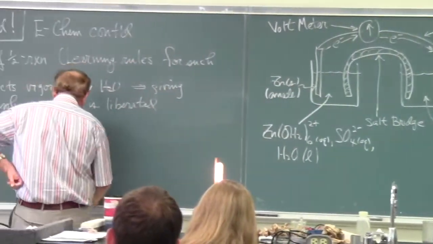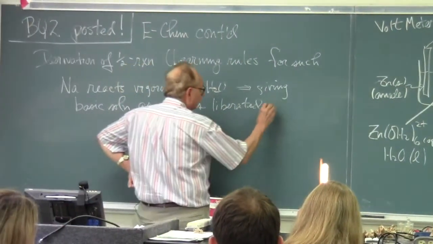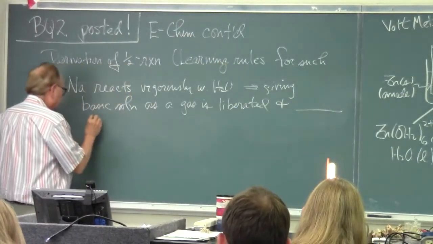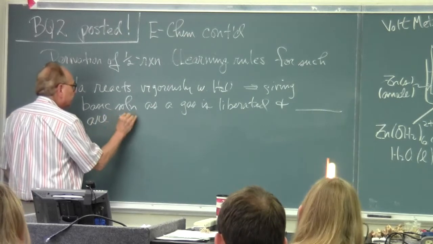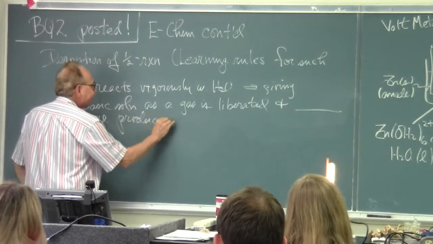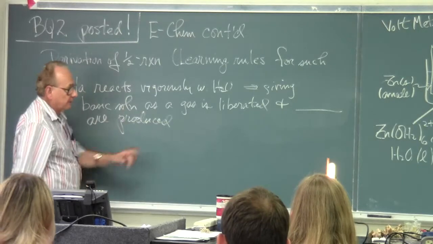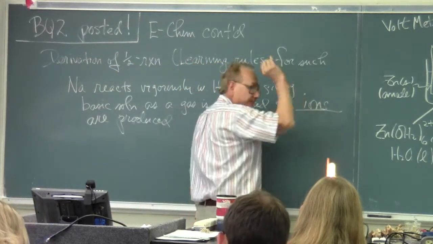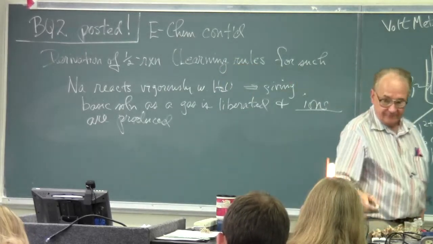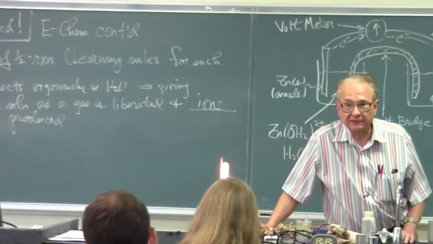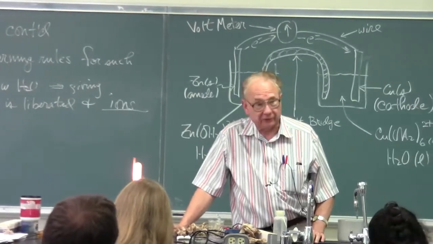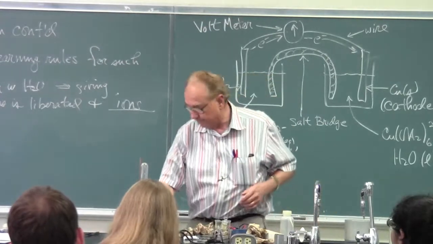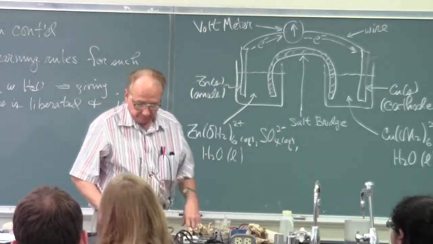Basic solution as gas is liberated, and you fill in the blank, are produced. What goes in the blank? Ions, you betcha. Because now we got a solution whose ion concentration is sufficiently great to support current flow. Now, just for safety's sake, I'll unplug and we'll go back to the board.